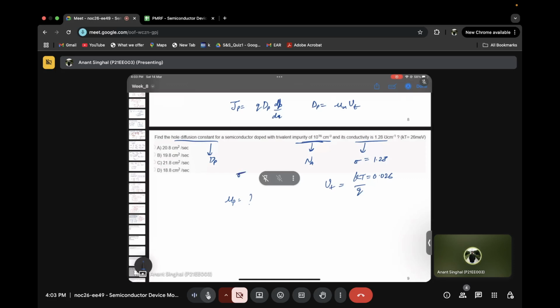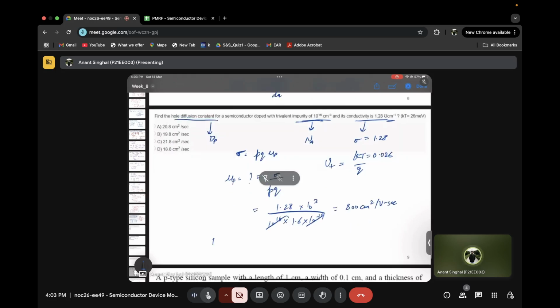Okay, so since this is p type, sigma is p q mu p. So mu p will be nothing but sigma by p q. Sigma is 1.28, in ohm per centimeter. So I'll keep everything in centimeter. Your p is 10 to the 16, then your q is 1.6 times 10 to the minus 19. So this will make it 800 centimeters square per volt second.